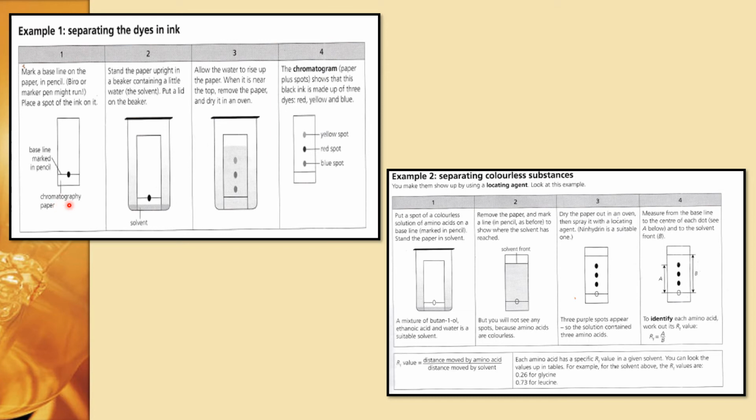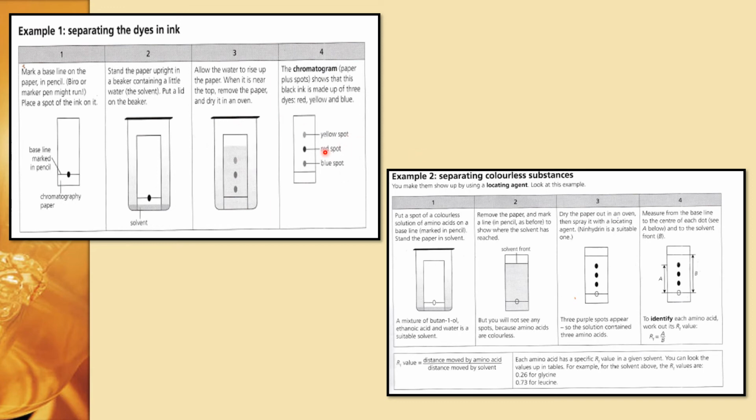Okay, ethanol. And please make sure the baseline is marked in pencil. On the chromatography paper, you need to mark in pencil. Why can you not mark in pen? Because it might dissolve in ethanol. Make sure the solvent is below the line of your baseline. And then allow the solvent to rise up the paper. When it's near the top, remove the paper and dry it.